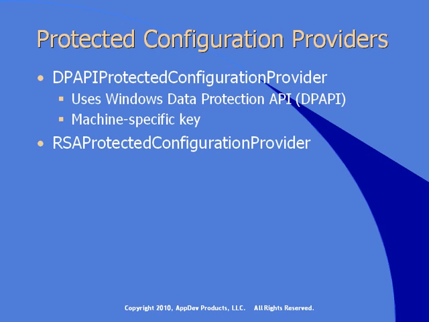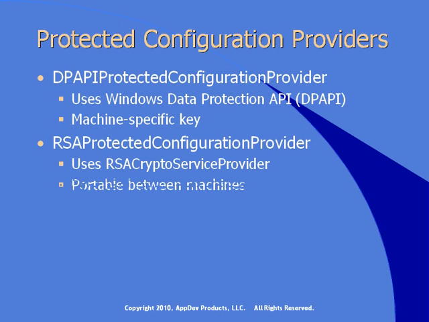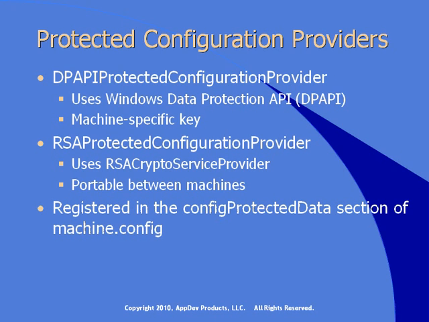And the other provider is the RSA Protected Configuration Provider. This provider uses the RSA Crypto Service Provider that is part of the encryption services built into the .NET Framework. It's used to encrypt and decrypt configuration sections using public key encryption, which is required for encrypting and decrypting information that will be used on multiple computers. So if you need to move this application between machines, it'll be much easier if you use the RSA Protected Configuration Provider. These providers are registered in the Config Protected Data section of the machine.config file, so they're available to all .NET applications that run on this machine.